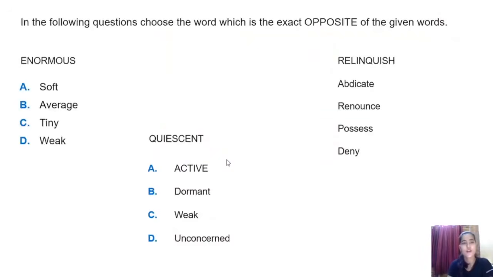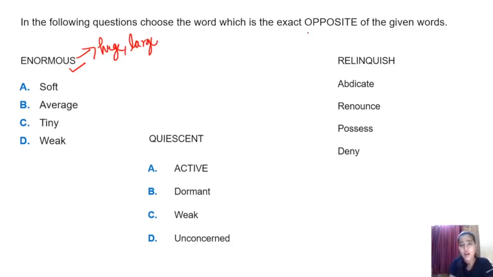Okay, then let's start with our first question. You can see here that in the following questions, choose the word which is the exact opposite of the given words. The first word that is given to you is enormous. Now, first of all, what is the meaning of enormous? Enormous means something very large, something huge.